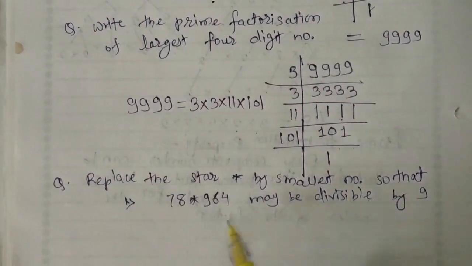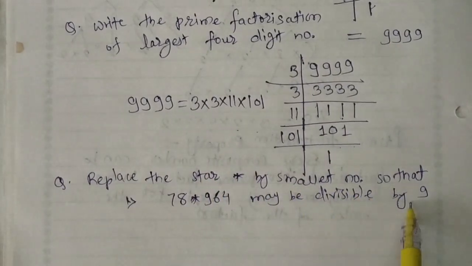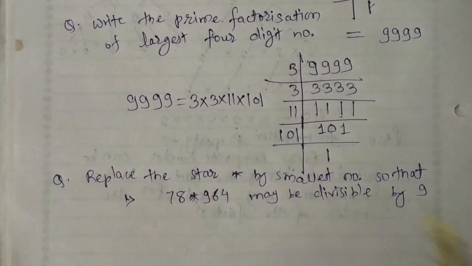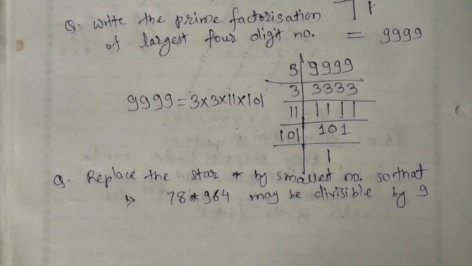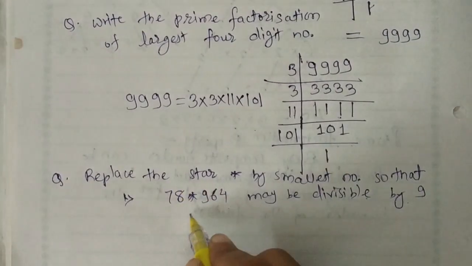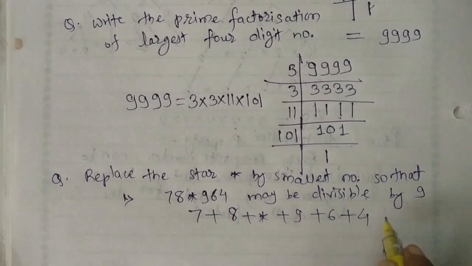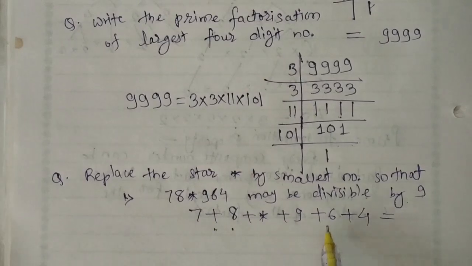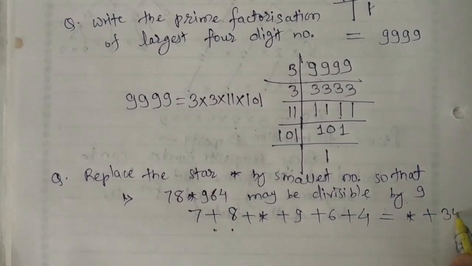So dear student, the next question is: replace the star by the smallest number so that this number may be divisible by 9. So we know that here star is there, we have to replace it by a number. But what is that number so that it will fulfill the condition to be divisible by 9? So we have to recall 9's divisibility: the sum of all the digits should be divisible by 9. So we'll do this addition first. 7 plus 8 plus star plus 9 plus 6 plus 4. 7 plus 8 is 15. Again 15 plus 9 is 24, plus 6 is 30, plus 4 is 34.